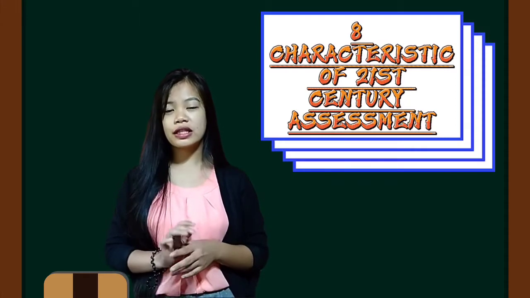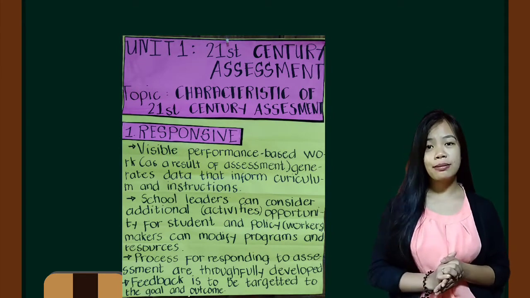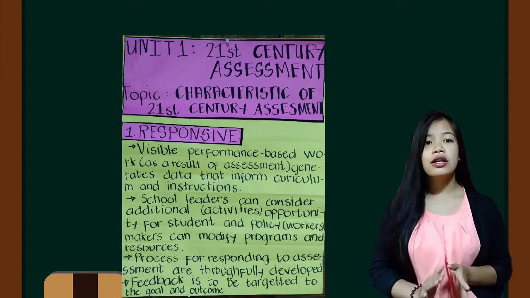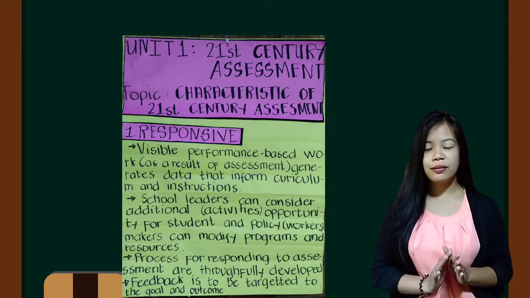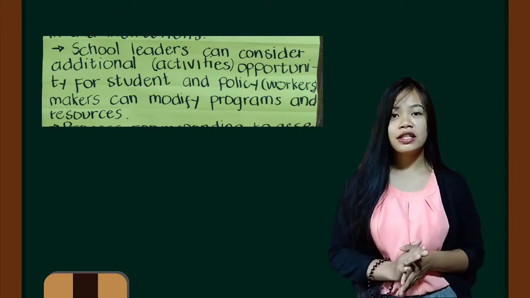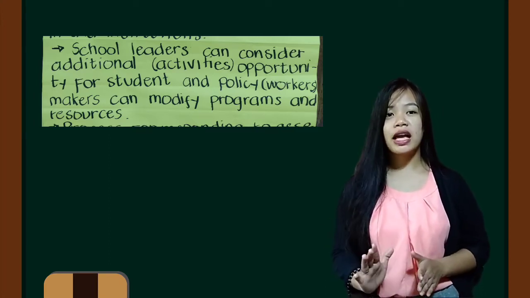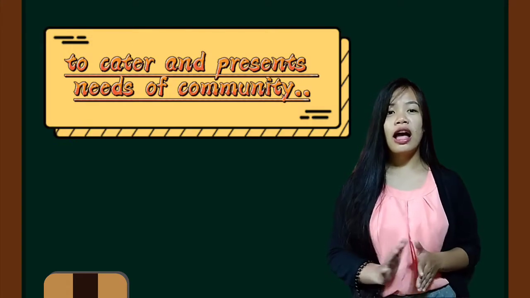So now, there are 8 characteristics of 21st century assessment. And now we are going to discuss first the responsive. First is the responsive. Responsive is visible performance-based work as a result of assessment generates data that inform curriculum and instructions, in which teachers can adjust instructions. School leaders can consider additional activities and opportunities for students, and policy makers can modify programs and resources to cater to the present needs of the community.